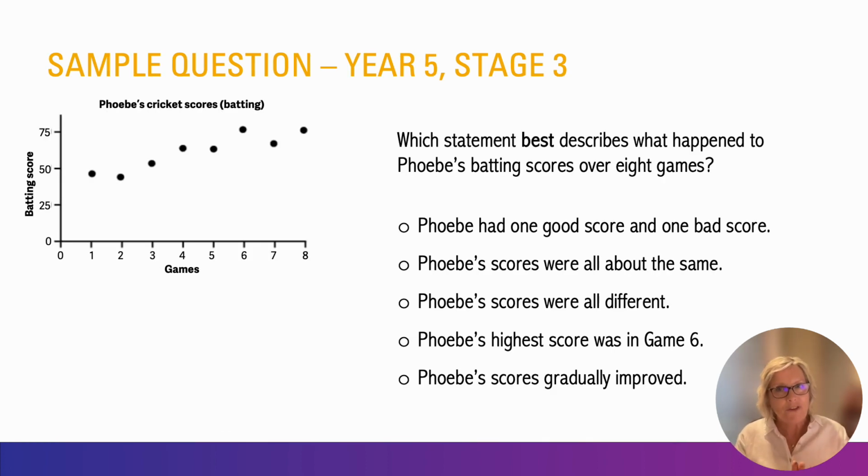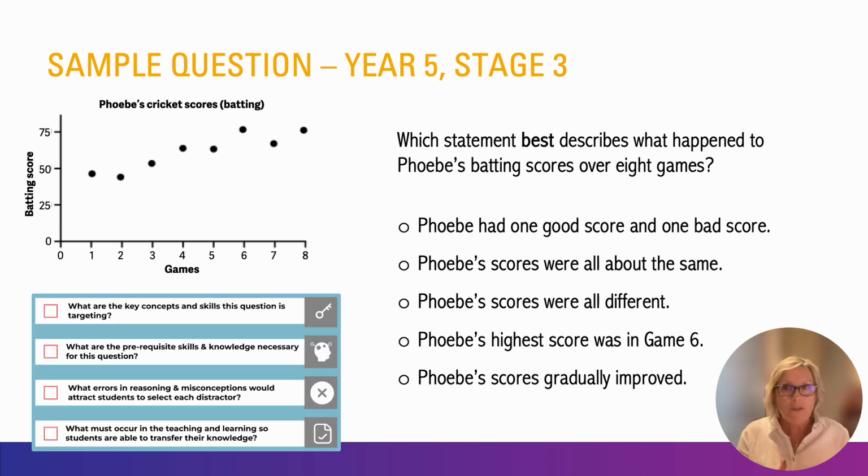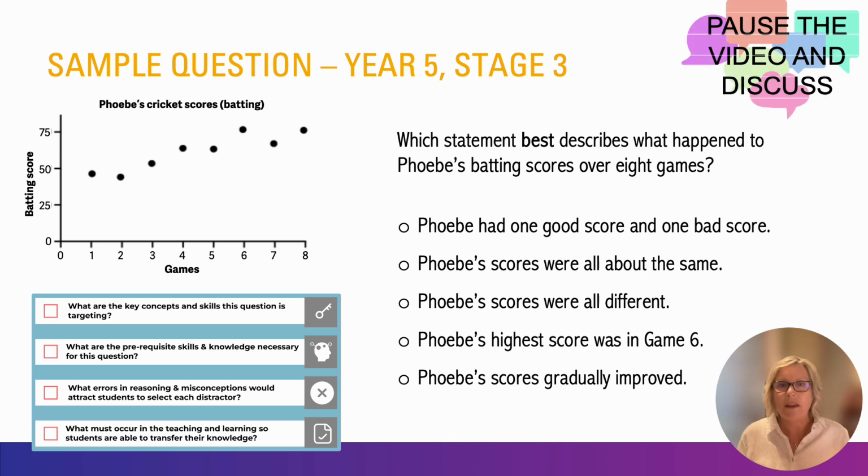Here's an example of a question targeting Year 5, Stage 3. Selecting the best description for the data in a scatter plot. Only 45% of the candidature were successful in attempting a similar question. So carefully read the sample question. Pause the video for approximately 5 minutes to consider and discuss the focus questions, and when you're finished, recommence the video.